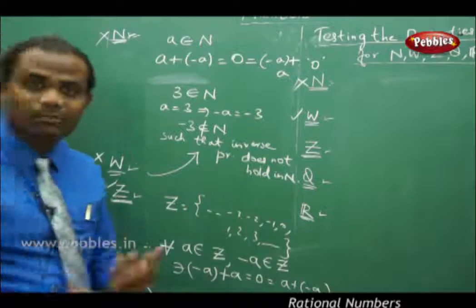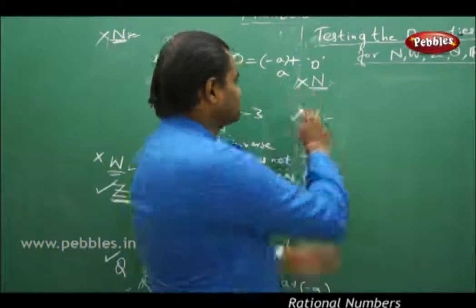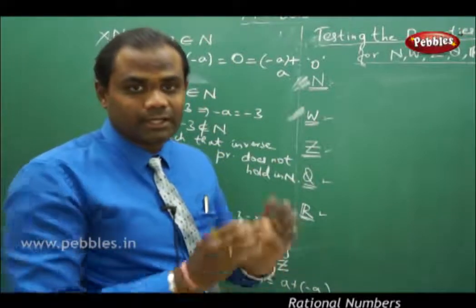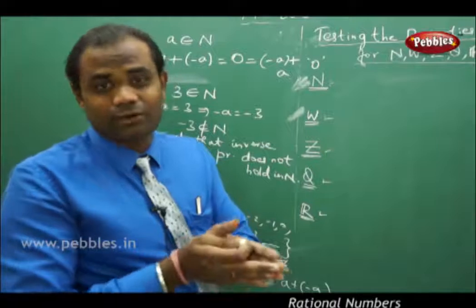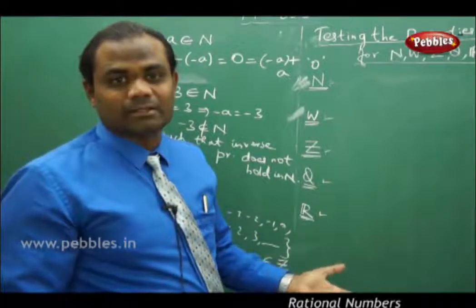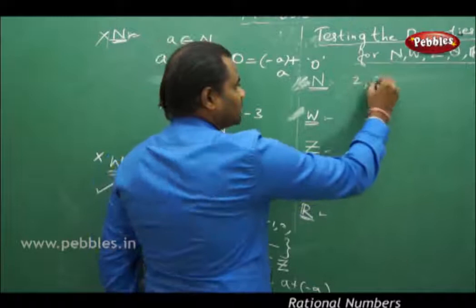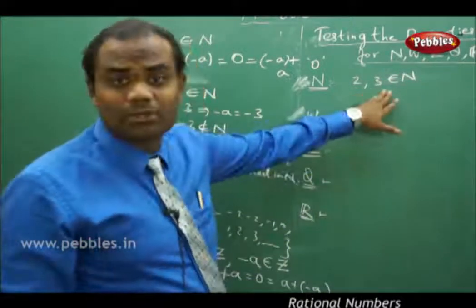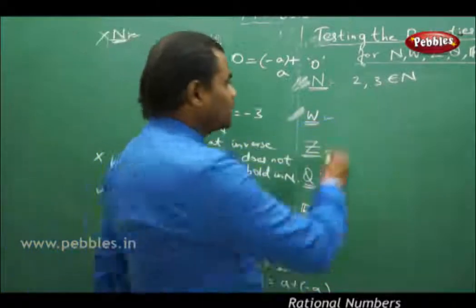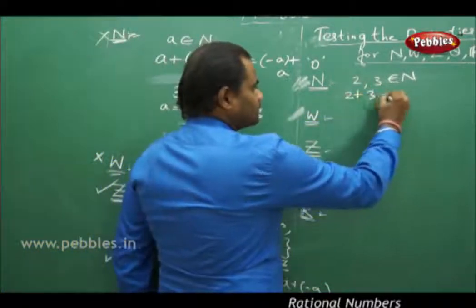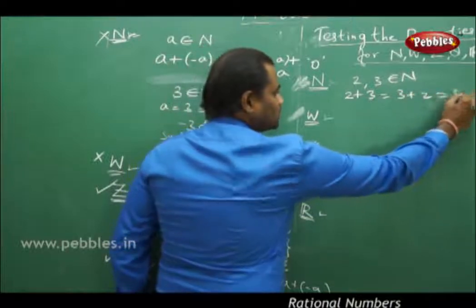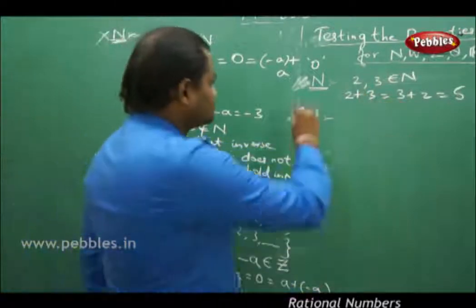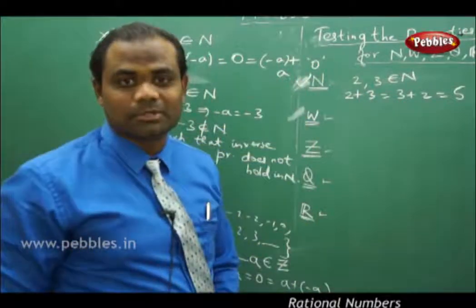Now next, coming to the commutative property. Now take the natural numbers. The natural numbers have the commutative property holding, because you take any two numbers in any order of addition, it holds the property. Say for example, I have 2 and 3 belonging to N. I don't have any rule that I should be adding them in order. It is irrespective of order that I add two numbers. 2 plus 3 is 3 plus 2, which equally gives me 5. So commutativity holds in natural numbers under addition.